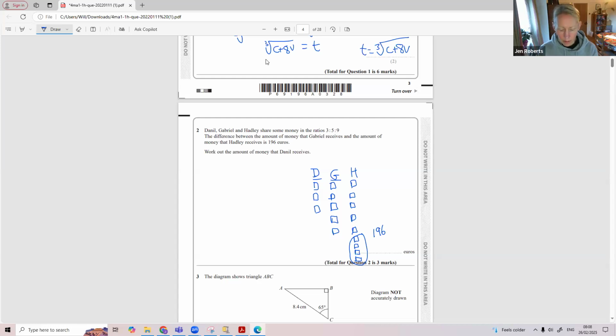So what does each part represent? 196 divided by 4 is 49. You've got to imagine every single box in this ratio represents 49. Work out the amount that Daniel receives. Well, it's 49 times 3, which is 147.